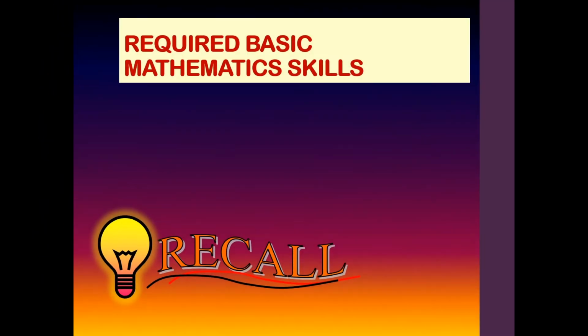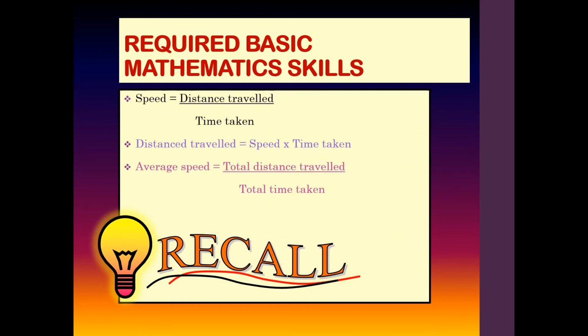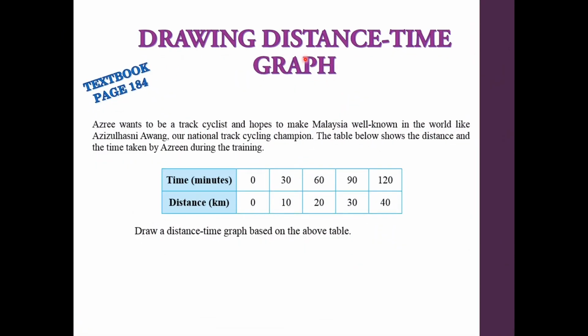So let's start. Before we go further in this topic, these are the required basic mathematics skills that you have to remember. The first one is the formula for speed: distance travelled over time taken. Untuk mencari laju, jarak bahagi dengan masa. And then to get distance, from the first formula we have speed times time taken is equal to distance. And the last one is average speed is equal to total distance traveled over total time taken. So these are the 3 basic formulas that we have to know before we go further in this topic.